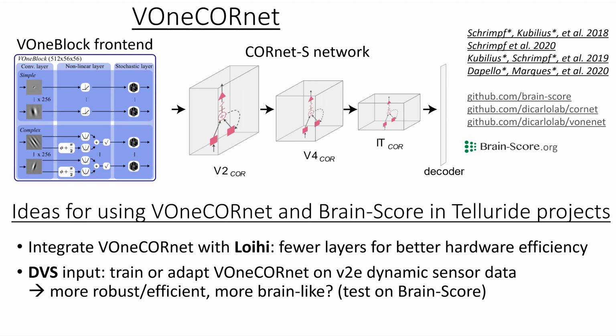Another idea, we've talked about this. You could try DVS input for all of this to adapt the VOneCORnet on the V2E. This might lead to more robustness, more efficiency. Maybe it's also going to be more brain-like.